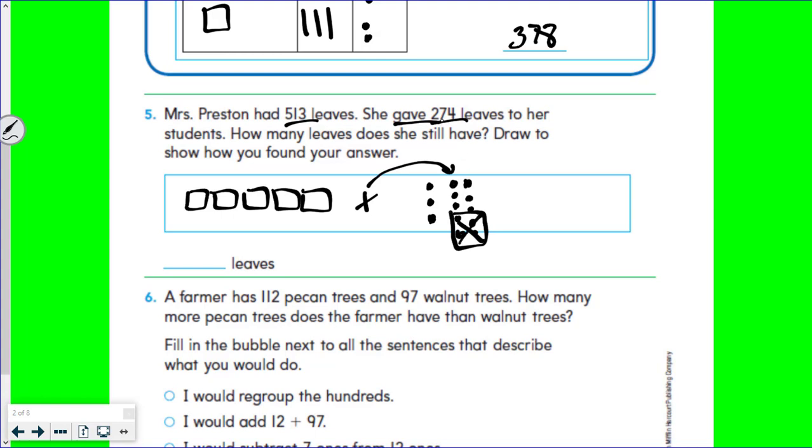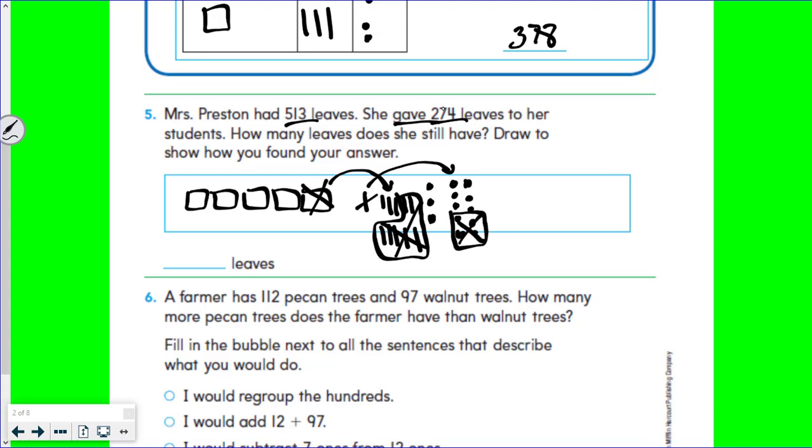And then I've got to take away 7 tens. Can't take away 7 tens because I'm out of tens. So I'm going to regroup this 100 into 10 tens. So 1, 2, 3, 4, 5, 6, 7, 8, 9, 10. Now I can take away 7, so that's going to be everything except 3 tens.